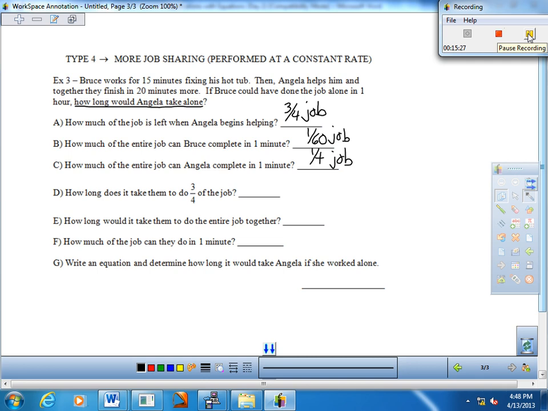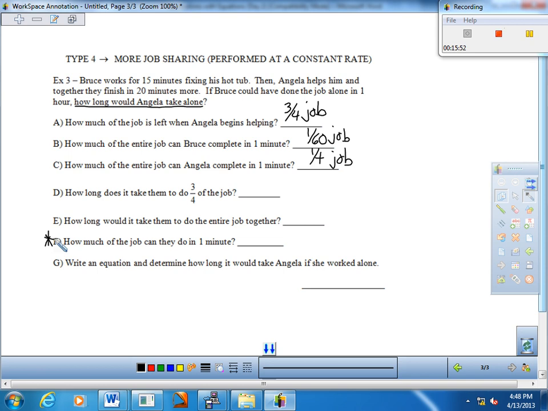So at this stage, we have how much of the job Bruce can do in a minute and the amount of the job that Angela can do in a minute. Obviously, guys, we're going to add those together, and that would be equivalent to how much they can do together in a single minute. But we need to investigate that piece a little further. That is going to be, just FYI, this letter F right here. But before we can do that, I think there are a couple preliminary questions to answer.